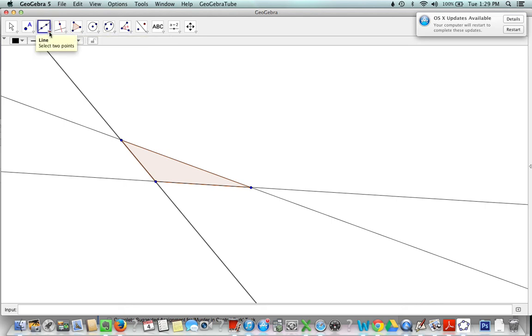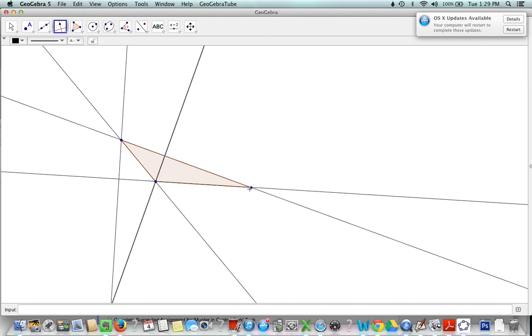In order to do that, I need my perpendicular line tool. That's right here. And so I can go from this point to this line, and I've created a perpendicular line going from vertex to line, and so that is my altitude. I have 2 more of those to make, so one from this point to this line, and one from this point to this line.